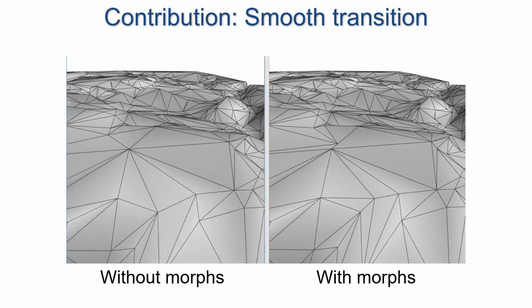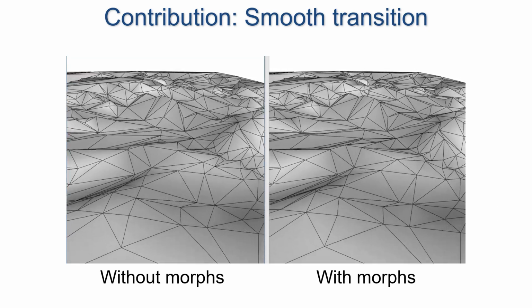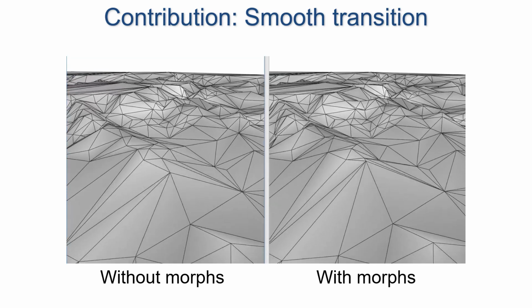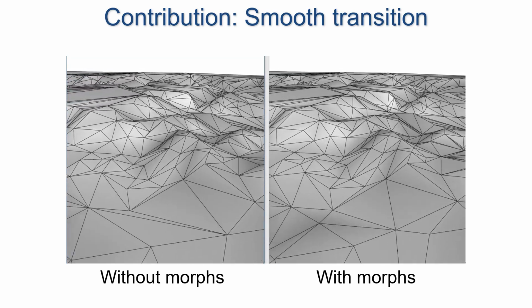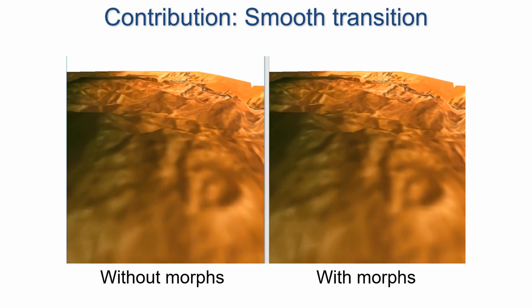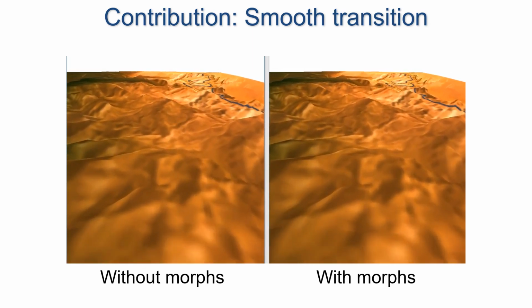Very often, annoying popping artifacts are noticeable when adapting the mesh connectivity. This paper's contribution is to avoid these artifacts by introducing morph transitions. With geometric morphs, the visual experience becomes smooth, as shown on the right.